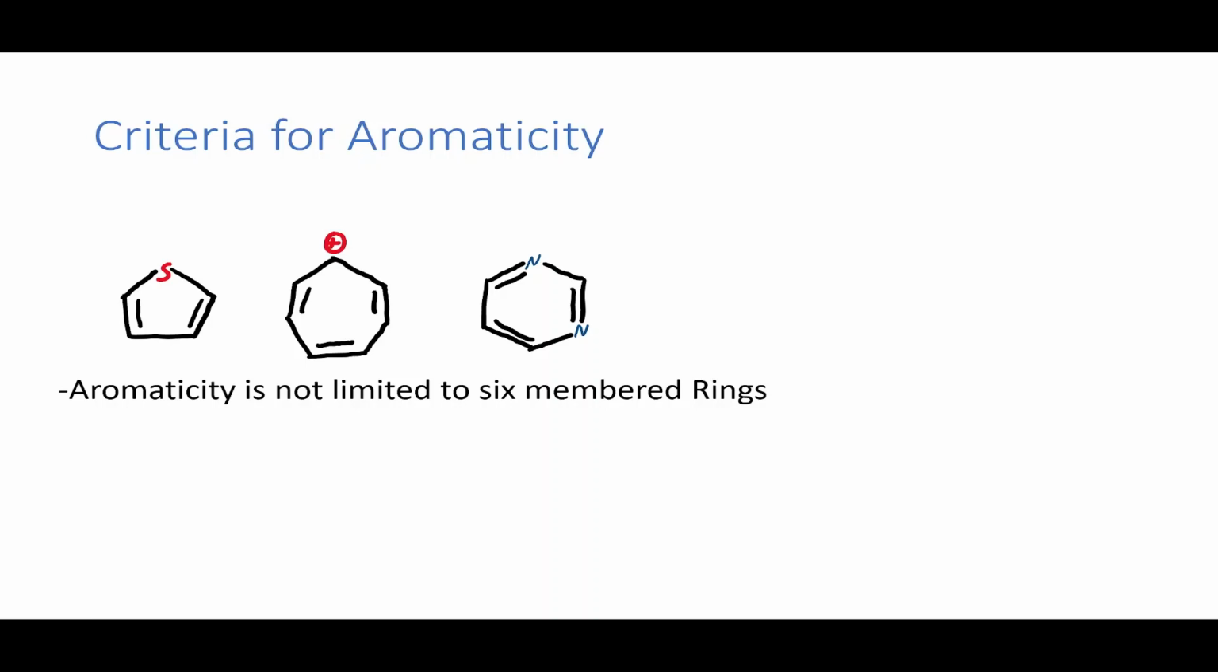Now, the criteria for aromaticity is not restricted only to six-member rings. These compounds are all aromatic because they form a continuous overlap of the pi orbitals. If you notice, we have here one lone pair, right? So those pi bonds are conjugated, those electrons are going to be conjugated, and equally here is going to form resonance structures, remember? And then the third compound is also conjugated and it's planar, so it's going to be aromatic.